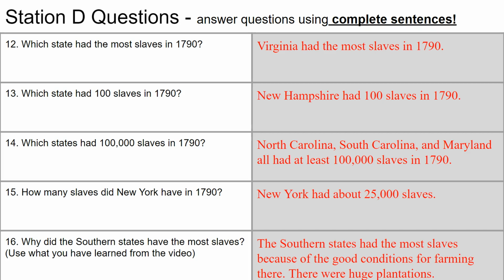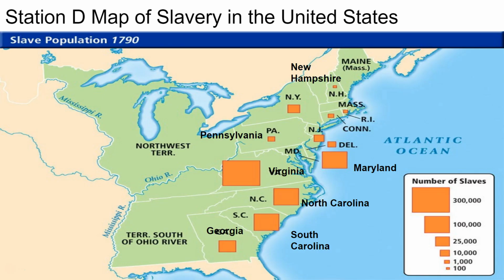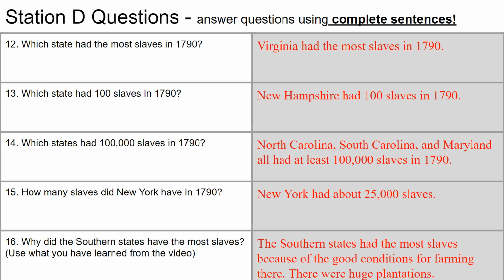Which state had 100 slaves in 1790? It shows New Hampshire. New Hampshire up here at the top had very few slaves. Like I said, the North had very few slaves overall, and eventually they got rid of them pretty quickly. Which state had 100,000 slaves in 1790? That would be North Carolina, South Carolina, and Maryland, which all had at least 100,000 slaves in 1790. How many slaves did New York have? New York did have slavery, though not for a long time. They got rid of it pretty quickly compared to the southern states, but they did have 25,000 slaves, mostly in southern New York.